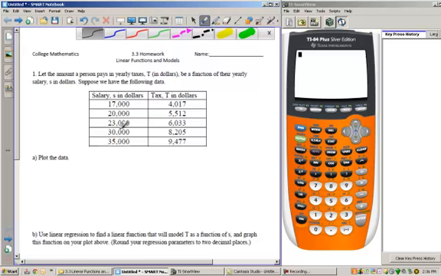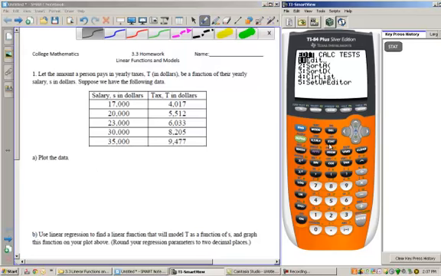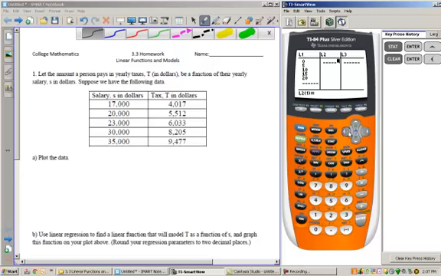On the left, we have our input, which is our yearly salary, and on the right, we have our output, which is the taxes we pay each year. So the first thing we want to do is plot the data. To do this, you hit the Stat button on your calculator, then hit Enter on Edit, and you can clear these out. If you have data in there, clear, Enter.